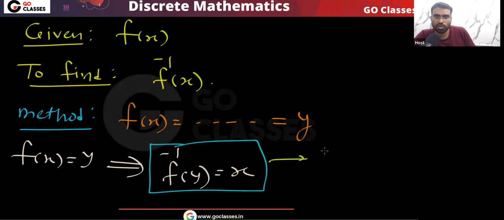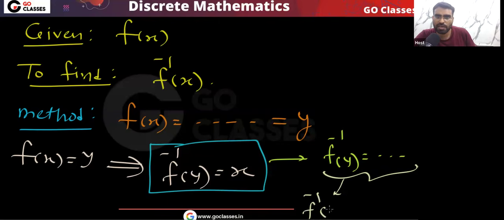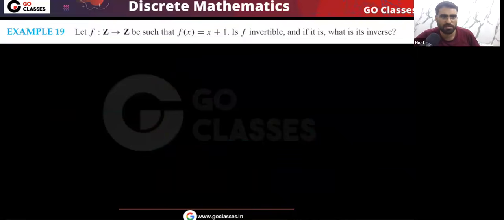From here, you find f inverse y, something. And then you can replace y with x. Is this clear? So this is a simple method. Let's try this on this question.